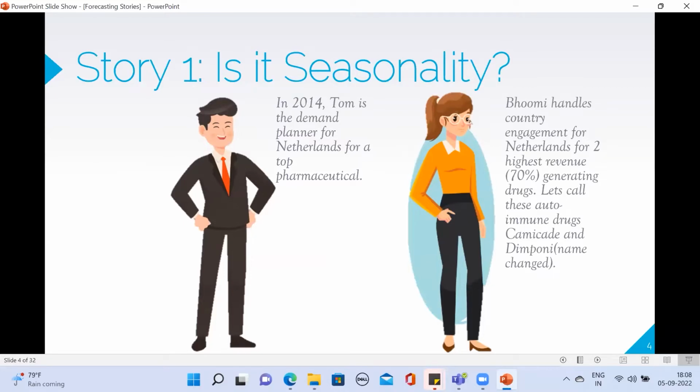But they're not 2 ordinary drugs. These 2 drugs give you 70% revenue globally, right? So they are the most important drugs. Let's call them Camicade and Dimpany.